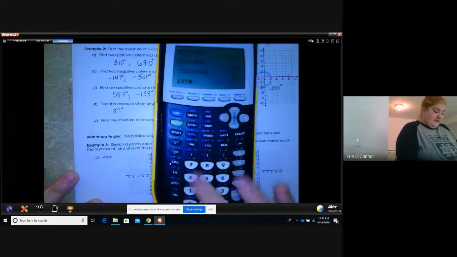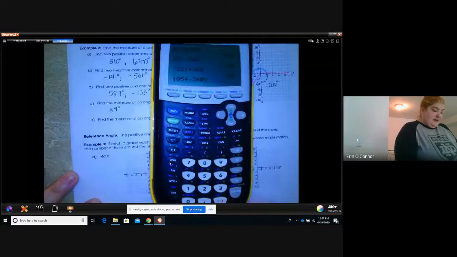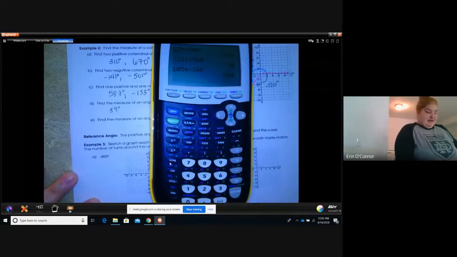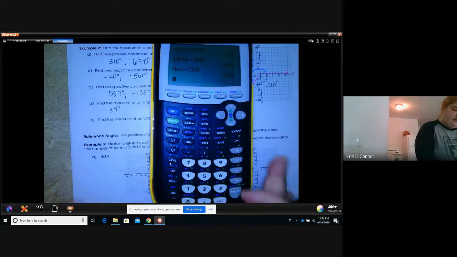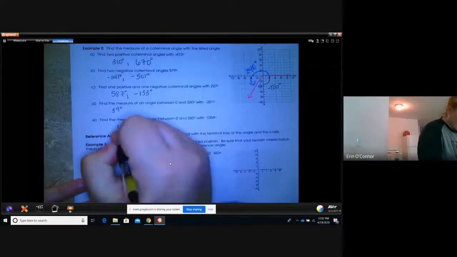For the next one, find the measurement angle between 0 and 360 with 1054. So we're going to take 1054, subtract 360. Am I between 0 and 360? Not yet, so let's subtract it again. Am I there now? I am. 334 is between 0 and 360.